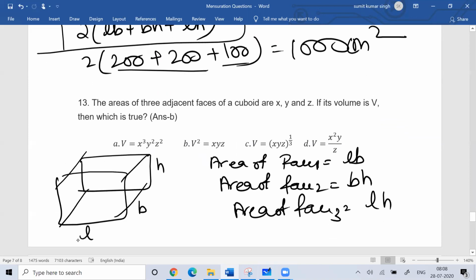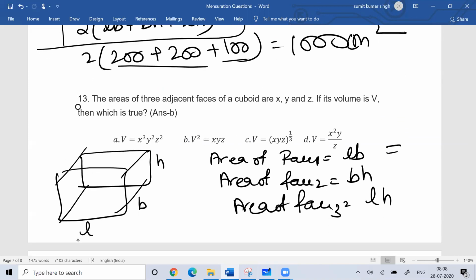So here what they're giving you is that L into B is X, B into H is Y, and L into H is Z.